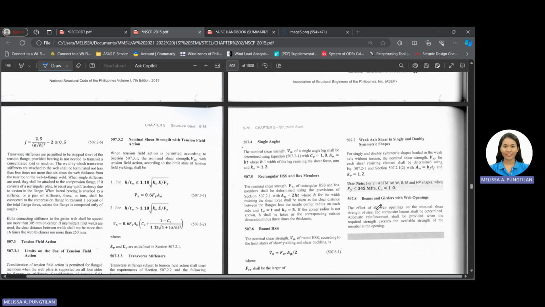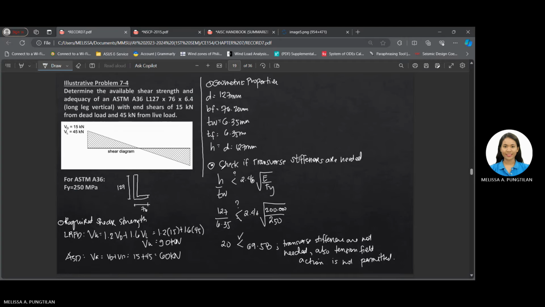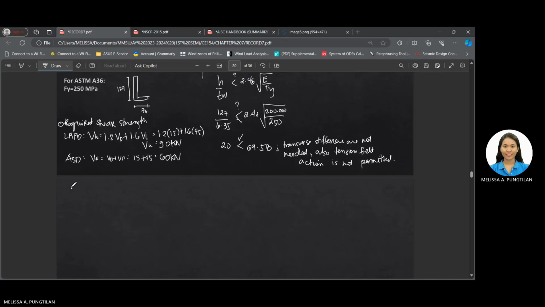Okay, so let's continue. Since wala tayong transverse stiffeners and tension field action is not permitted, we can now proceed to the computation of the nominal shear strength. Okay. Later on, I will be providing problems that require transverse stiffeners na. So, nagkakataon lang na yung mga nauna nating examples don't require transverse stiffeners, and also the tension field action is not permitted. Okay. So, nominal shear strength.